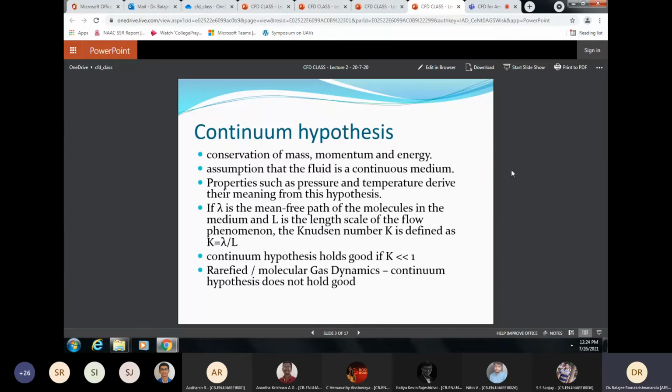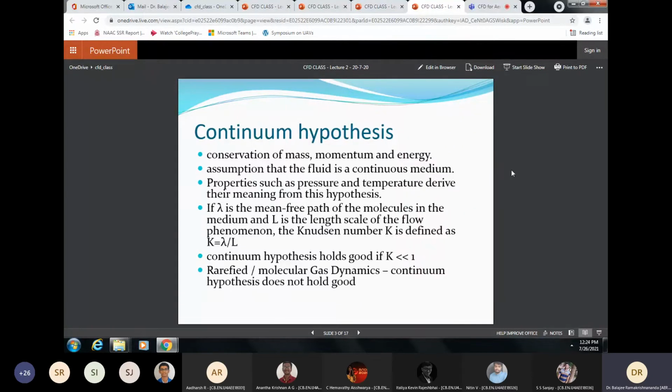So now for rarefied or molecular gas dynamics, the continuum hypothesis does not hold good. So Navier-Stokes equations do not hold good there, because they are based on the assumption of continuum. When that assumption itself breaks down, you cannot have this continuum. Whatever equations are based on the continuum assumption.